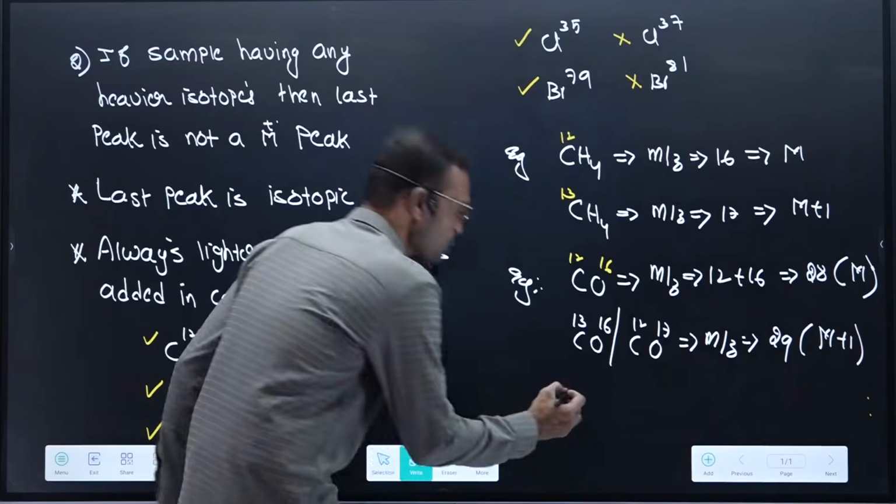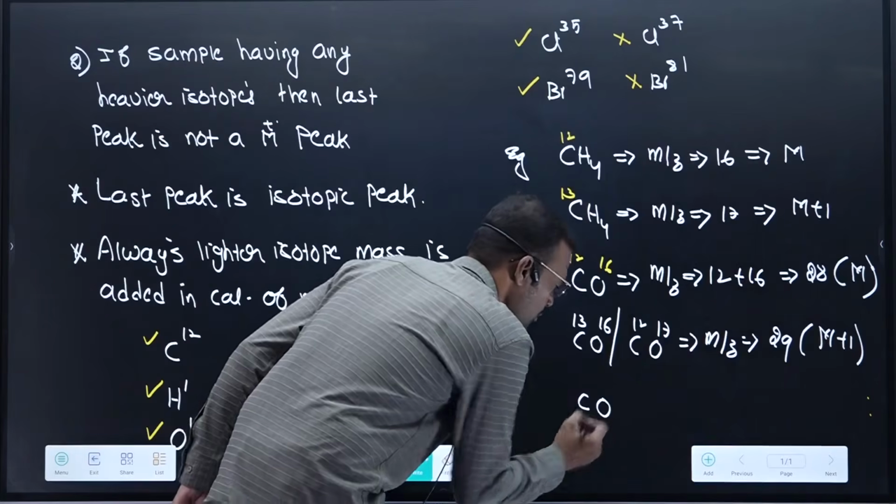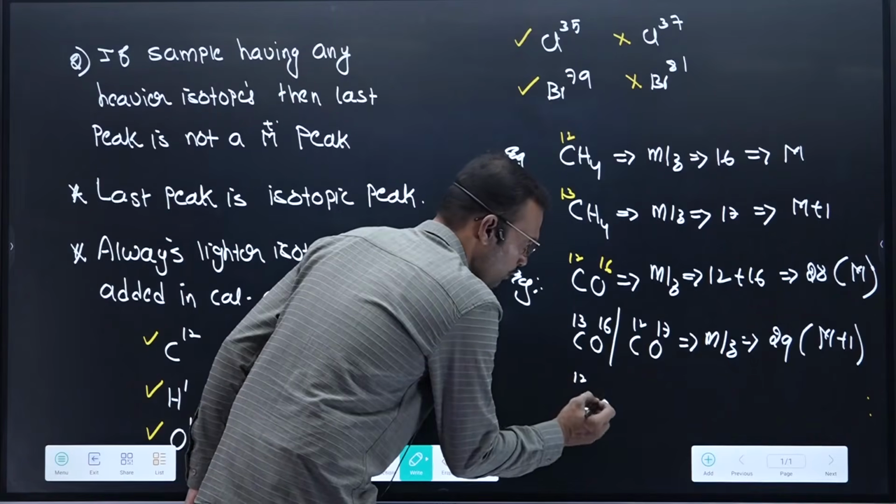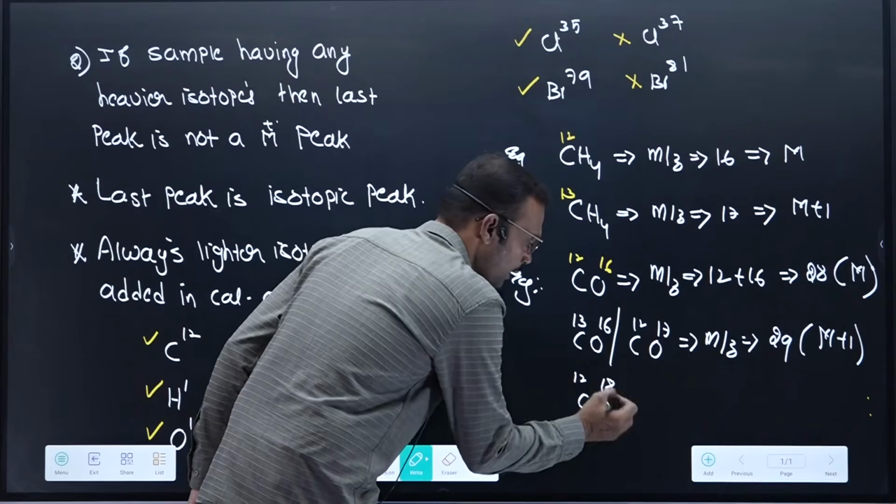Right? And one more possibility. See, here carbon and oxygen both are present. Carbon is 12. This is 12. Then what about oxygen? That is 18 I am writing.